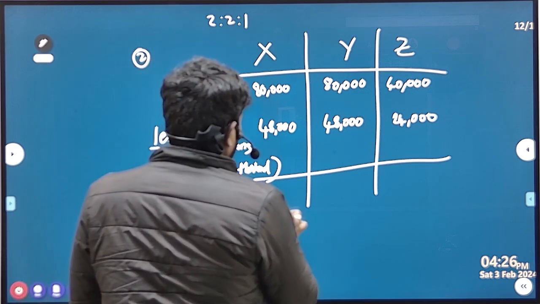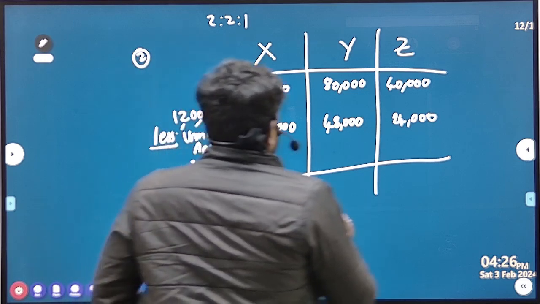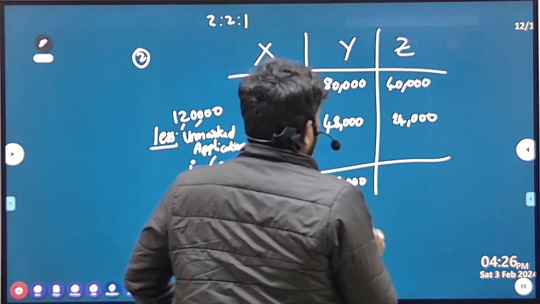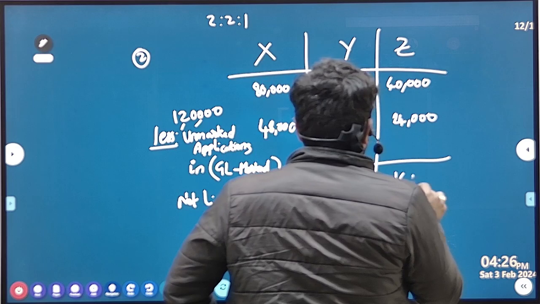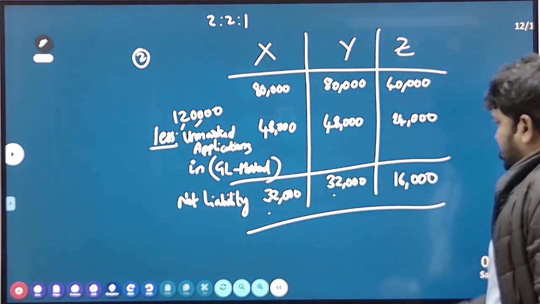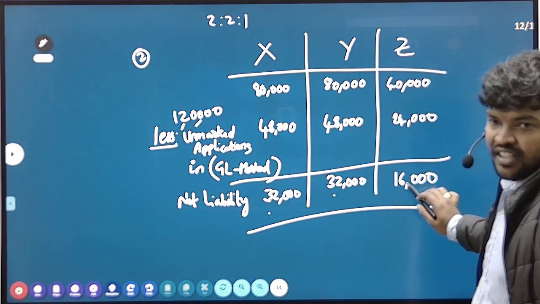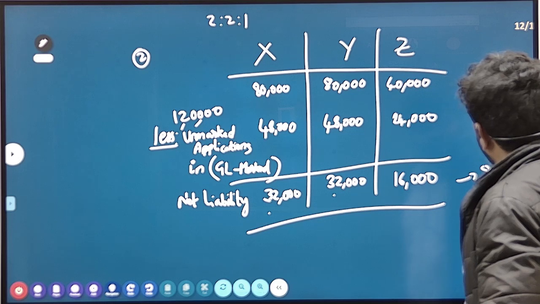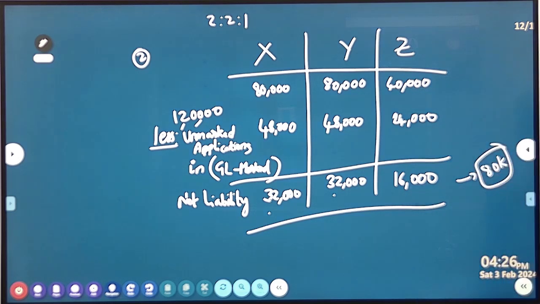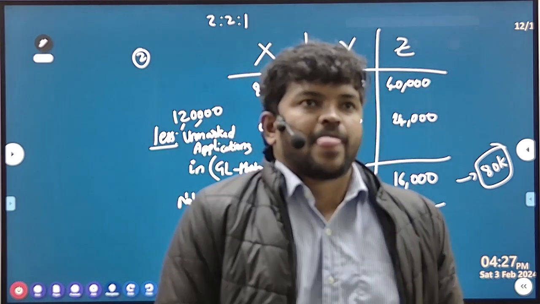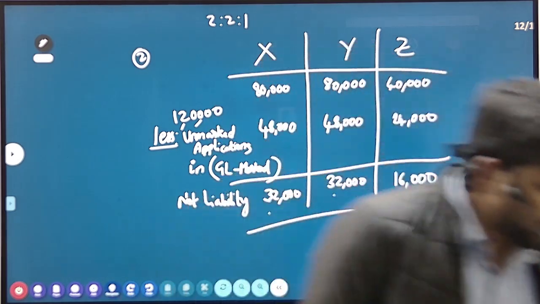32, same 32,000. Okay, 16,000. Total 32 plus 32 is 64, plus 16 is 80,000. Indirectly they will subscribe 80,000. Understood? Clear with this sum? Any doubts in underwriting part?